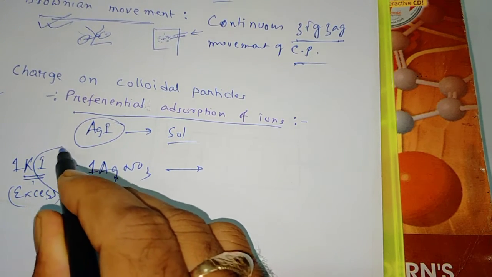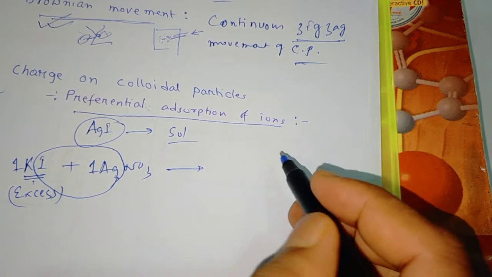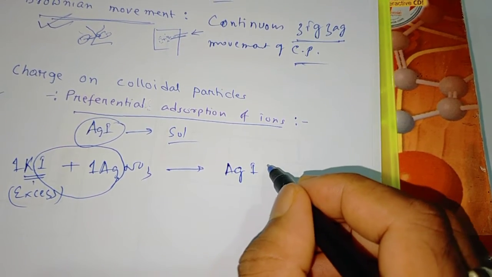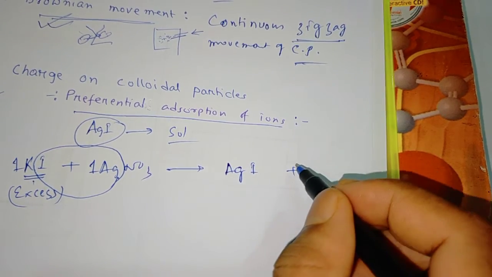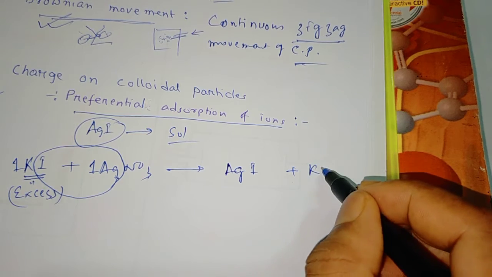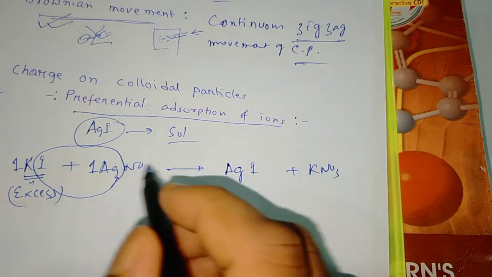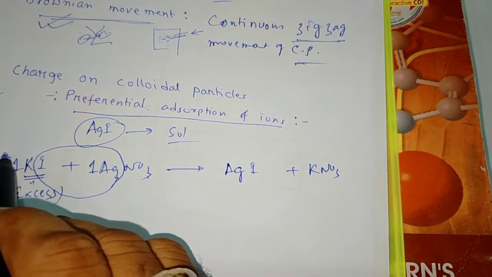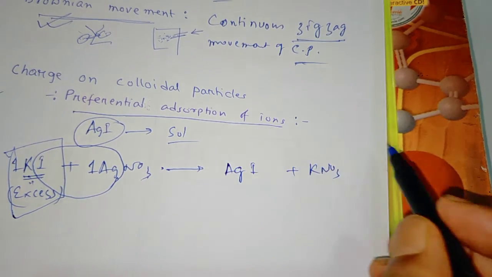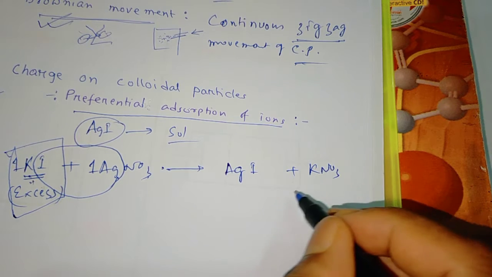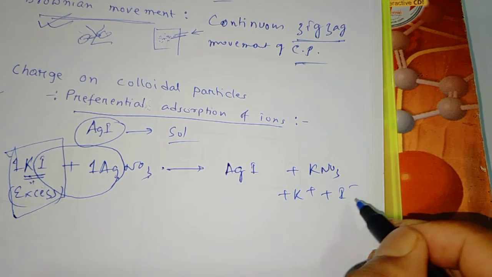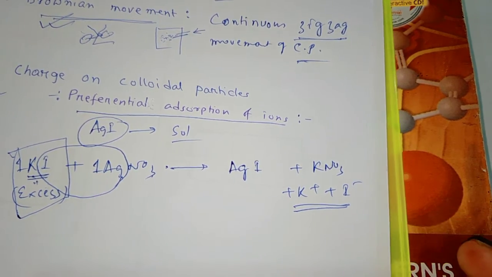Silver and iodine form the colloidal salt, so this is silver iodide plus KNO3 forming. Now student, we have taken this one in excess. The 1 mole goes into the reaction, 1.5 mole, 0.5 mole left. So from that 0.5 mole we have K positive and I negative. This is from the excess one.